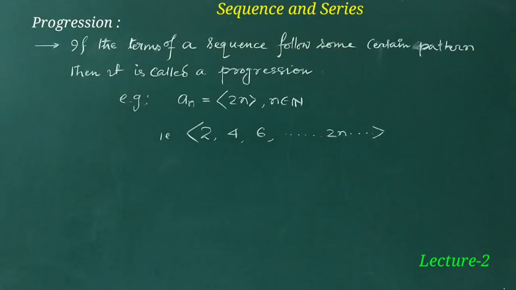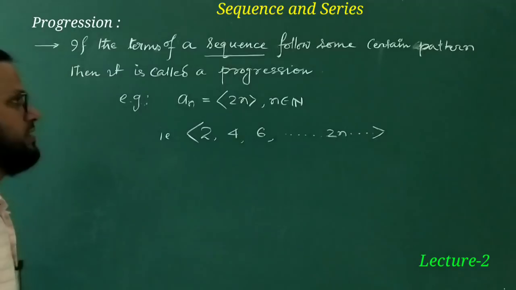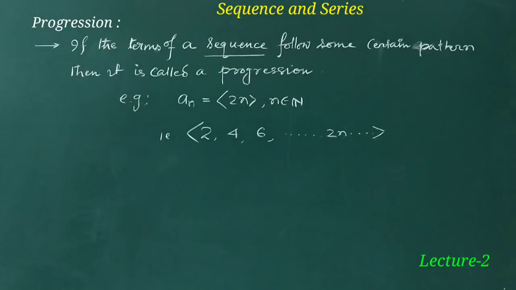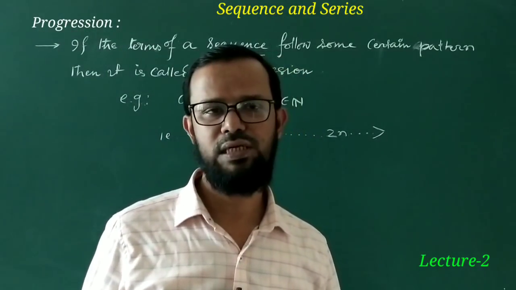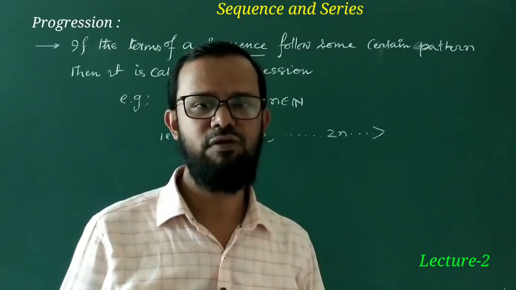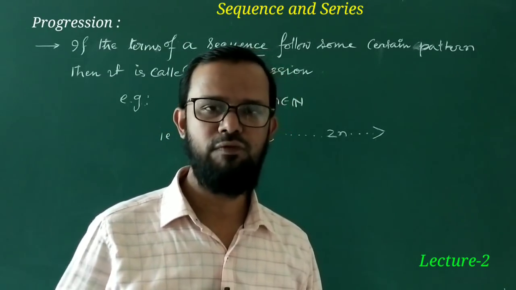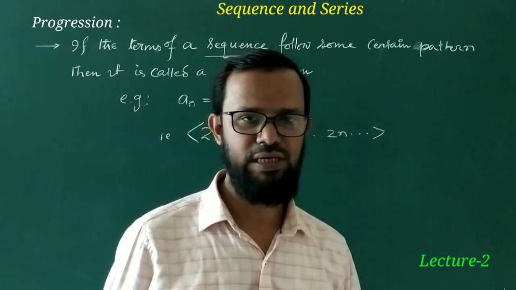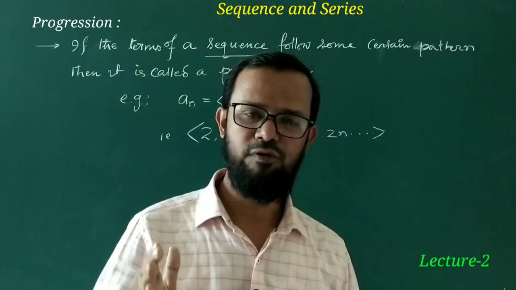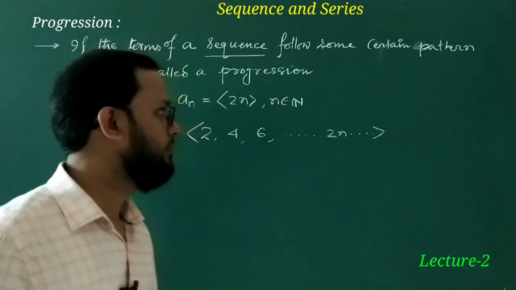Here you see I have written a statement. If the terms of a sequence, very important, there is a sequence, if the terms of a sequence follow some certain pattern, then it is called a progression. So every sequence may follow a pattern or may not follow a pattern. There are many sequences that follow patterns, and there are many sequences that are not following patterns. Those sequences that have certain patterns, such types of sequences are called what? That is called progression.